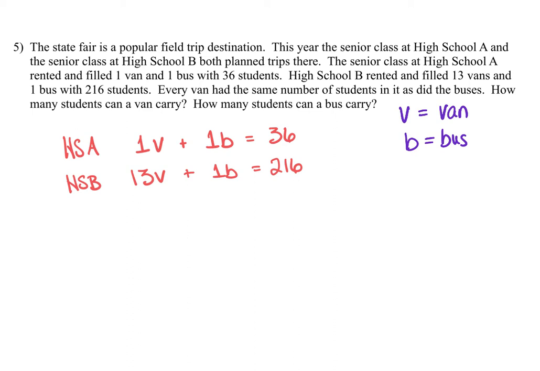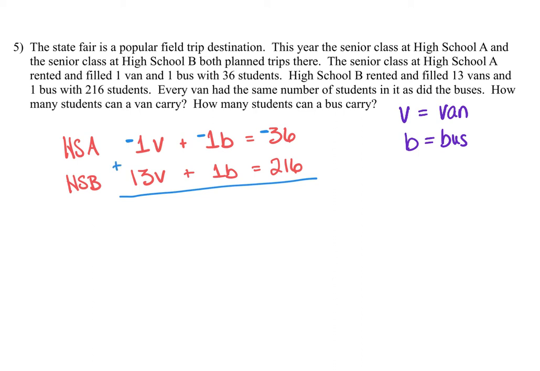So in this case, I would actually negate the top one. I'm going to negate this. And remember, if you negate it, you have to negate everything in that equation. If it's positive and you change it to negative, it's negative, change it to positive. Negate the entire equation. Now you can add down.